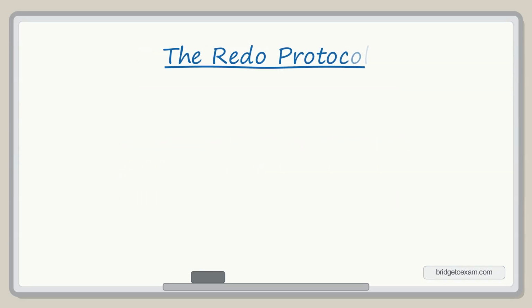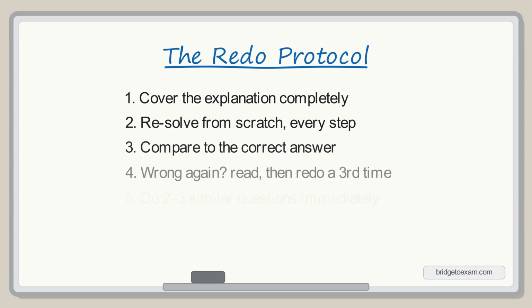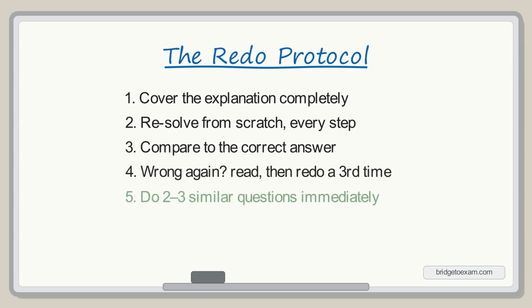Here's the most important habit: the redo protocol. Reading an explanation is passive. Real learning comes from active recall, retrieving the solution yourself. So, cover the explanation, resolve from scratch, writing every step, then compare. If you're wrong again, read it, then redo a third time. Finally, do 2 or 3 similar questions right away to cement it.